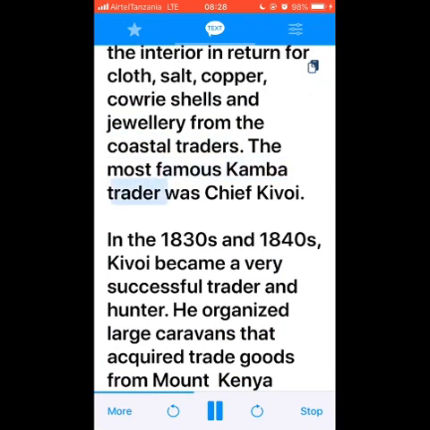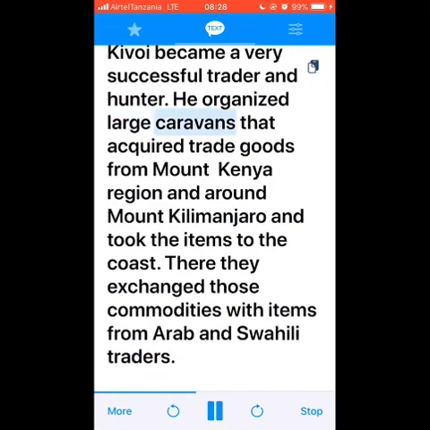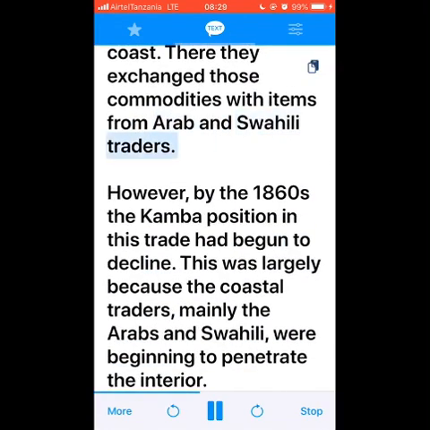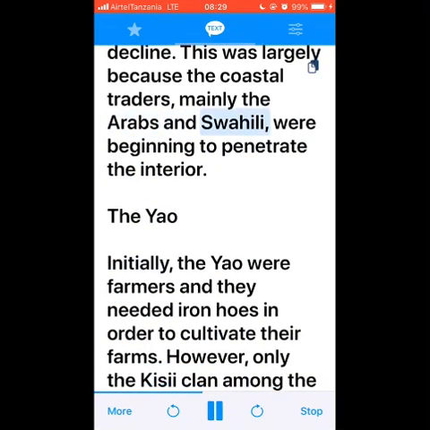The most famous Kamba trader was Chief Kivoi. In the 1830s and 1840s, Kivoi became a very successful trader and hunter. He organized large caravans that acquired trade goods from Mount Kenya region and around Mount Kilimanjaro and took the items to the coast. There they exchanged those commodities with items from Arab and Swahili traders. However, by the 1860s the Kamba position in this trade had begun to decline. This was largely because the coastal traders, mainly the Arabs and Swahili, were beginning to penetrate the interior.